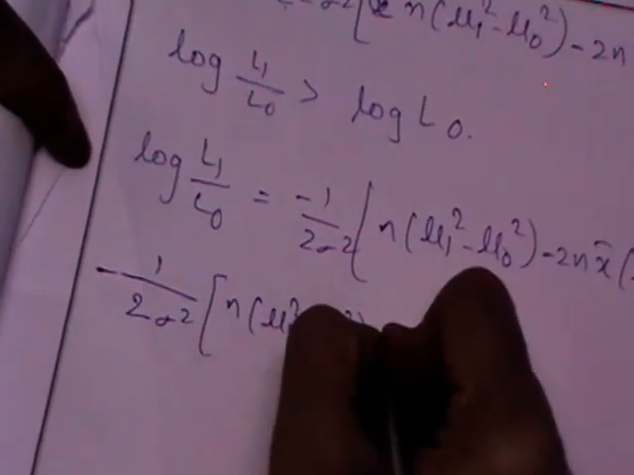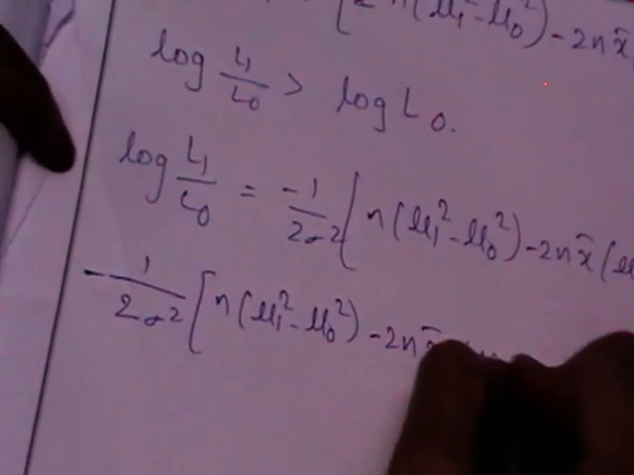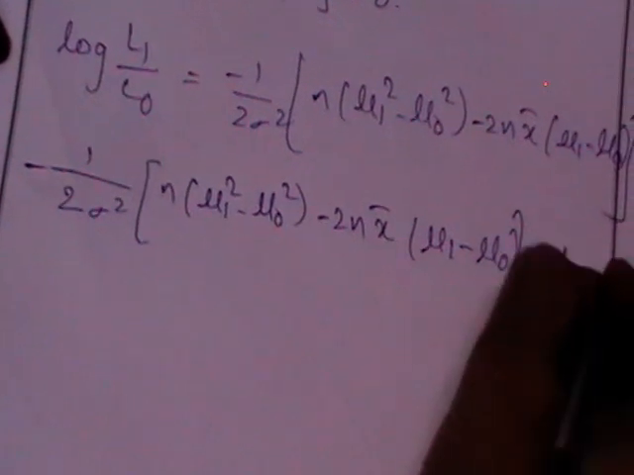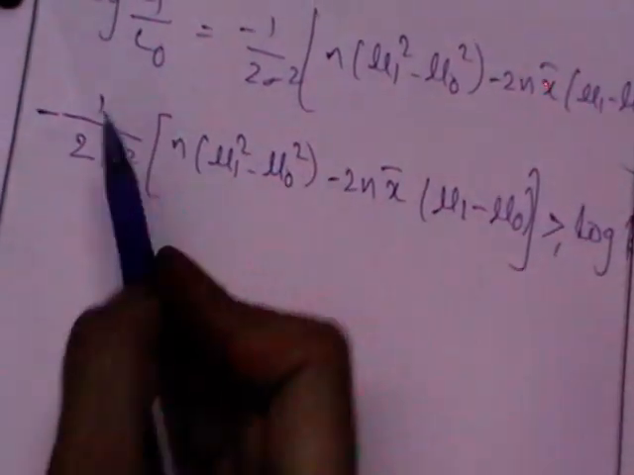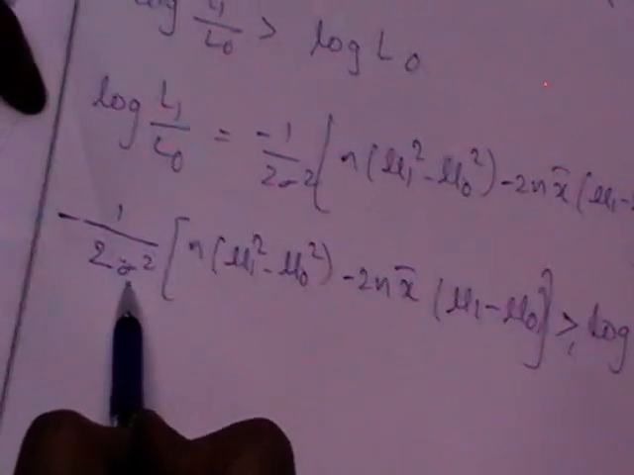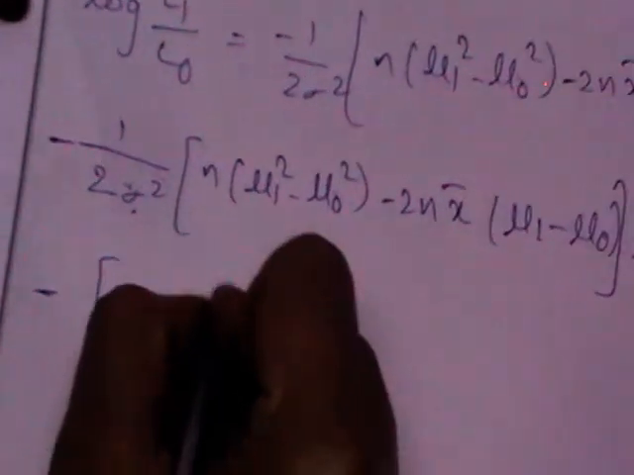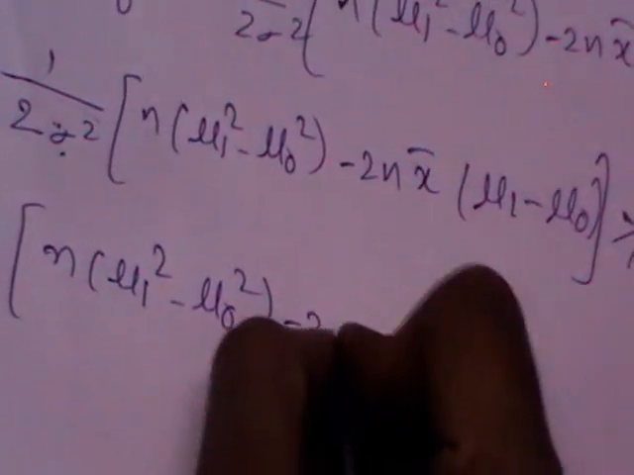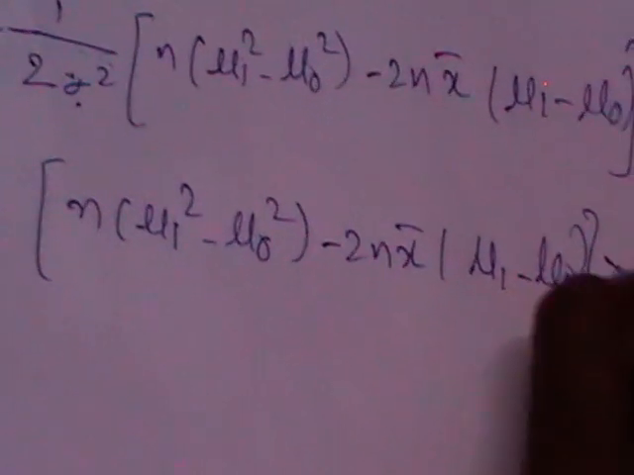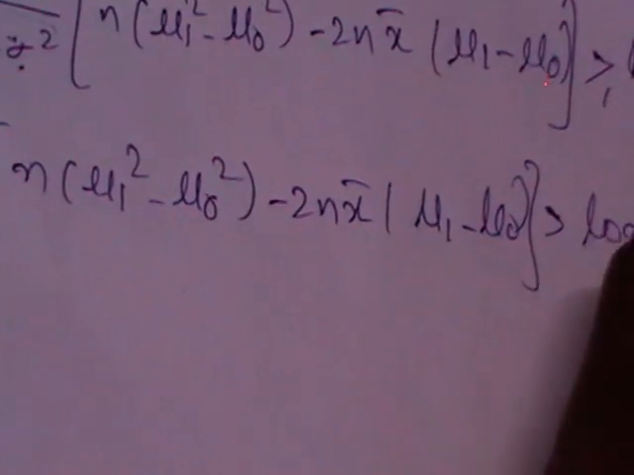As I said, to find out the BCR, as x bar is the estimator for mu, you should have only x bar on the LHS, and all the other terms should be transposed to the other side. So let us go one by one. Let us first shift this sigma square to the RHS. You have minus also here, n into mu 1 square minus mu 0 square minus 2 n x bar into mu 1 minus mu 0 greater than log k into 2 sigma square.